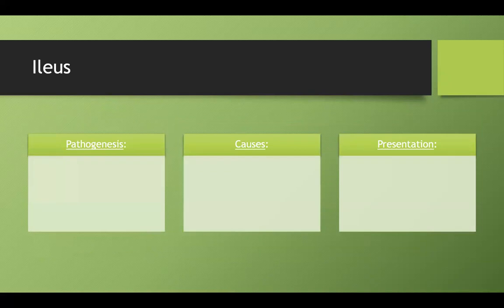Okay, I'm going to go over what ileus is versus Ogilvie syndrome. So ileus is a temporary loss of bowel peristalsis. It's going to affect both the small intestine and the colon.